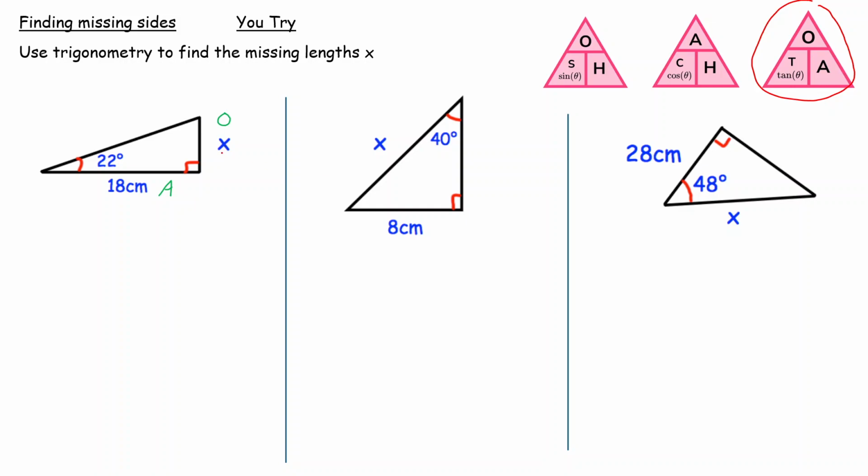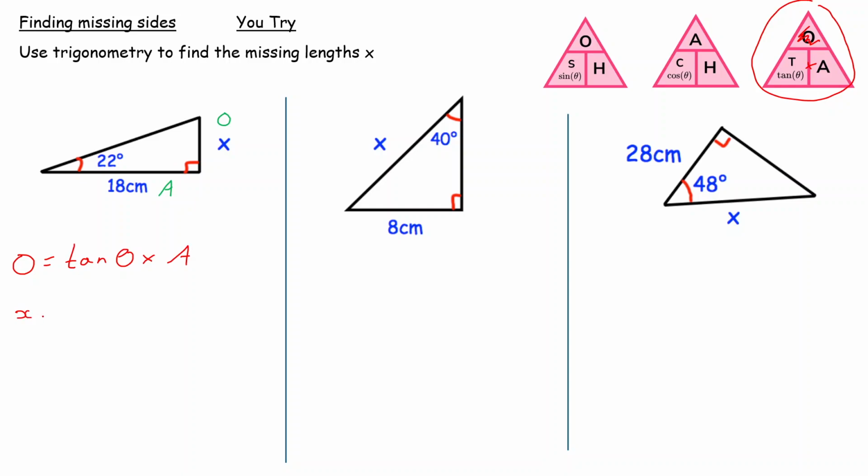And I'm trying to find this side here, x, which is the opposite side. So if you put your finger over opposite, you say that O is equal to tan of the angle theta times through by adjacent. So tan of the angle theta times adjacent. And then you just substitute in your values. So O is equal to x.